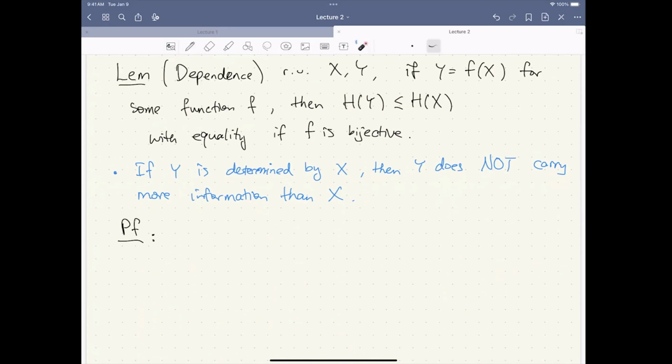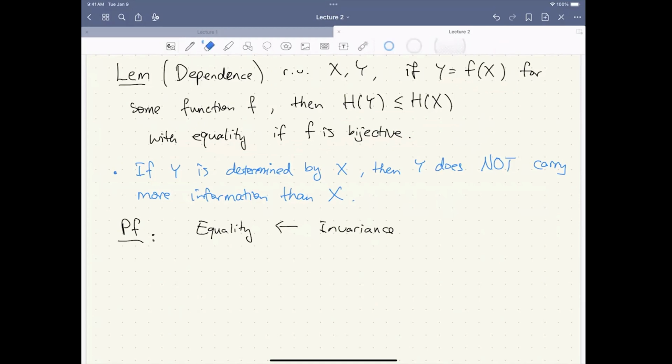Well, let's first look at this equality case. When f is a bijection, the two are the same. This is just the invariance principle: these two random variables basically have the same distribution, so their entropies are the same. So the equality case is just the invariance principle. For the inequality, that's what we have to prove.